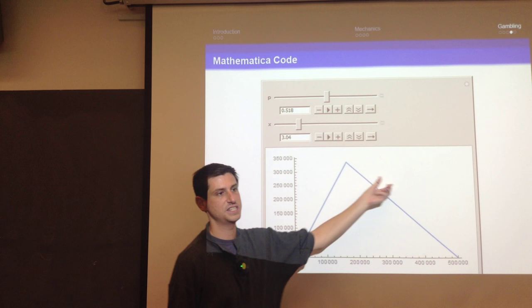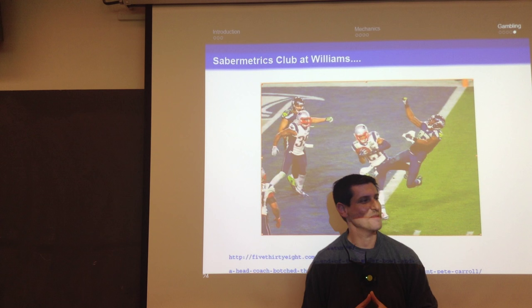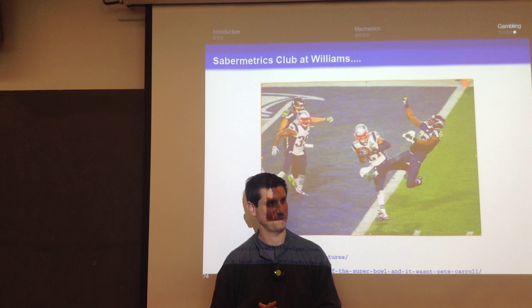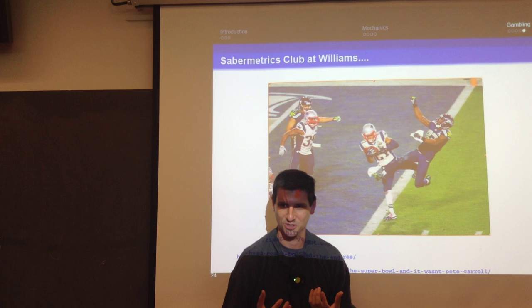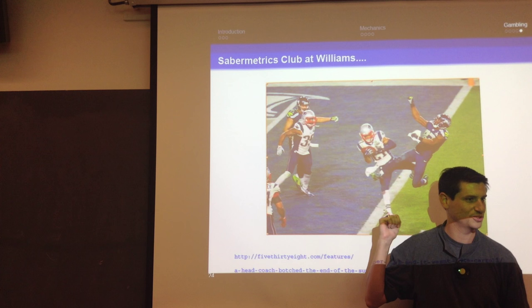I will end, of course, with a happier note for Patriots fans. So how many people know this moment? What is this moment? The interception. Right. This is what got Malcolm Butler the car that Tom Brady won for being Super Bowl MVP. He said, I've got enough cars, you can have it.